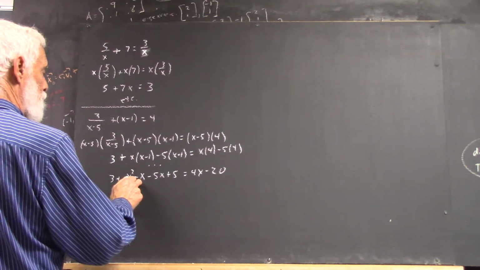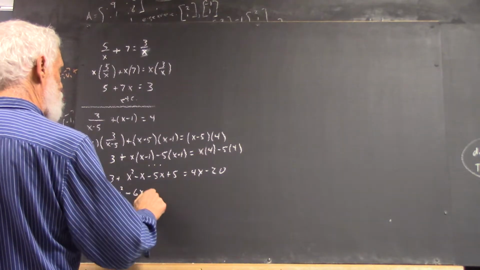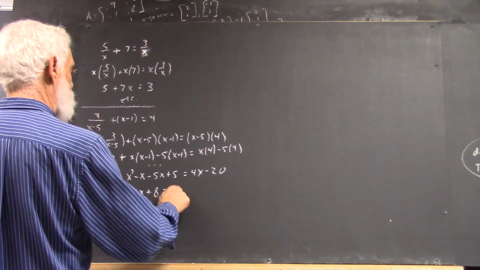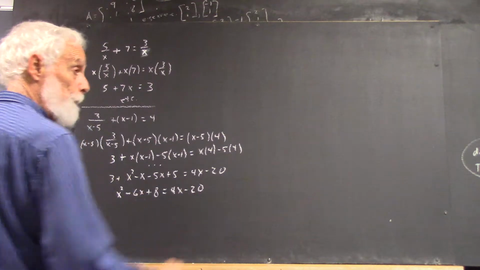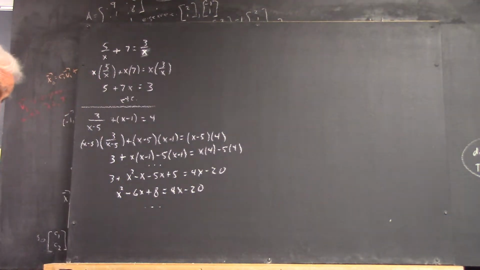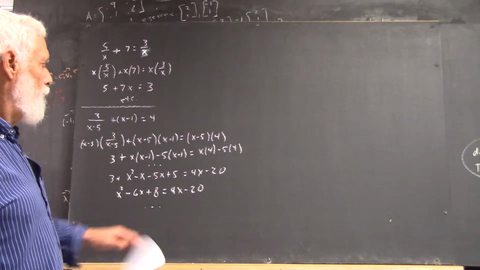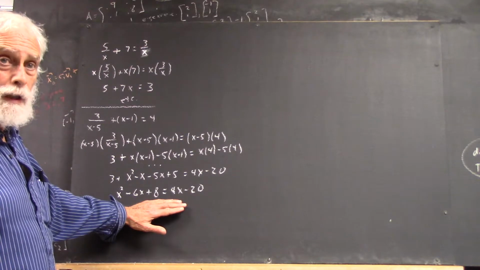Now, what do we got? We got negative x minus 5x, so that's minus 6x. 3 and 5 is 8, and that equals 4x minus 20, right? And then we do a little more magic that you need to include. Okay, well, actually, what do you do? How do you solve this from here? What kind of an equation is this?